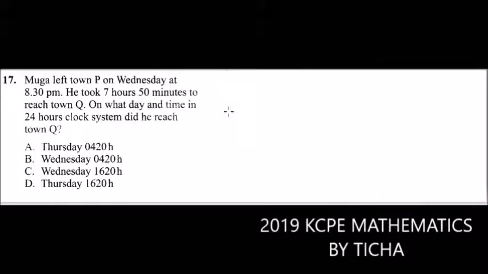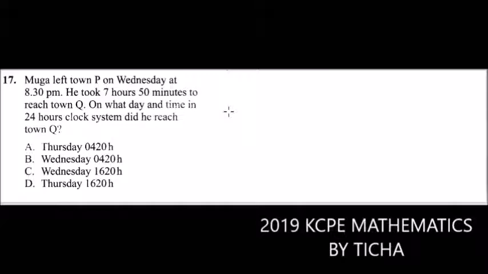Question number 17, we are told Muga left town P on Wednesday at 8:30 p.m. He took 7 hours 50 minutes to reach town Q. On what day and time in 24-hour clock system did he reach town Q? So what you are being tested here is whether you know how to convert the 12-hour system to the 24-hour system. We have 8:30 p.m.